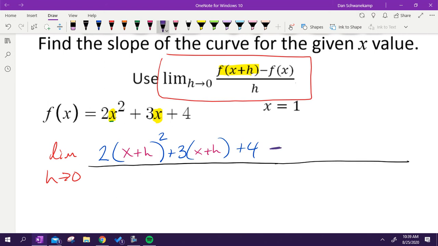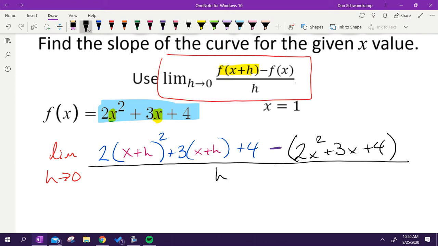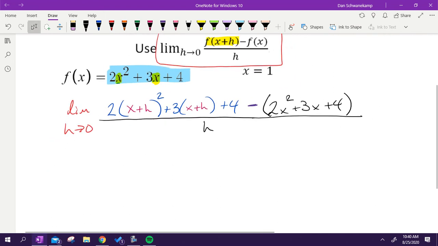So if we're going minus f of x, this is f of x. This whole thing right here. 2x squared plus 3x plus 4 all over h. But if you write it like this, you're going to be completely wrong. What else do I need to do here? You got to put it inside of parentheses. Otherwise, you're only subtracting one thing, and you really need to subtract them all. That's the first setup, and we're finding a limit at 0.